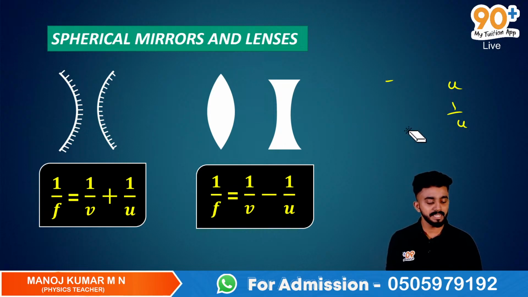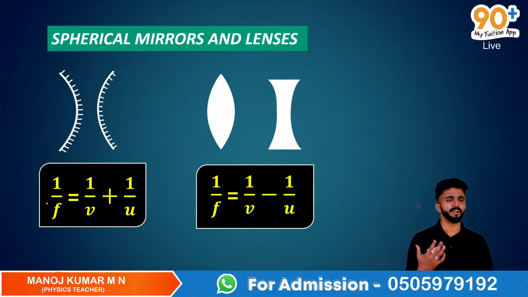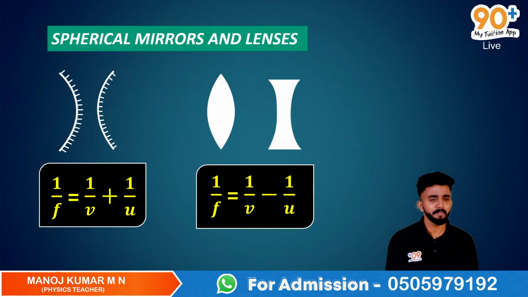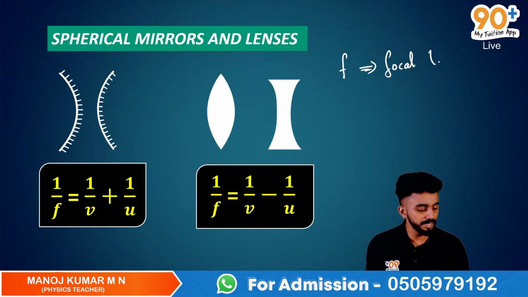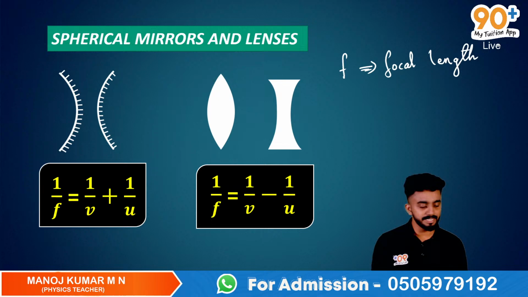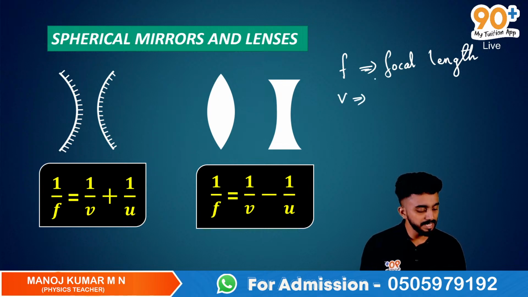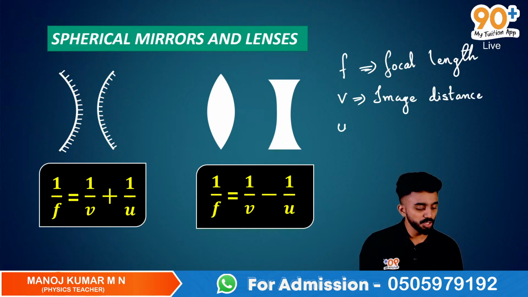You should have a basic idea about it. And guys, do you know what f, v, and u are? For your information, I'll write over here. f is none other than the focal length of a mirror or lens. v is the image distance, whereas u is the object distance.